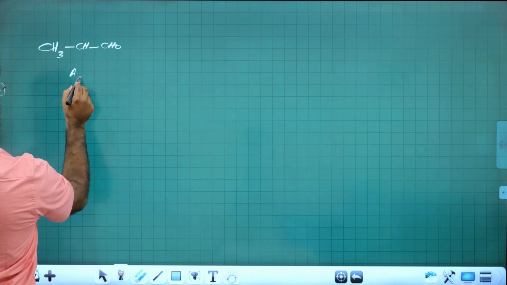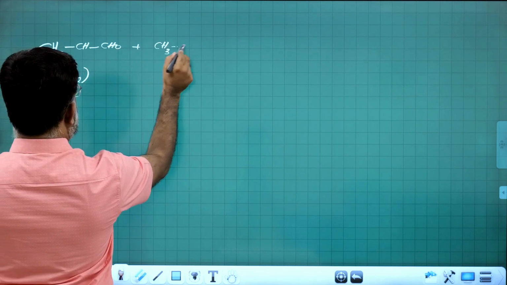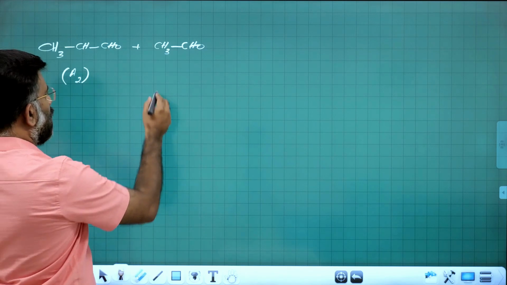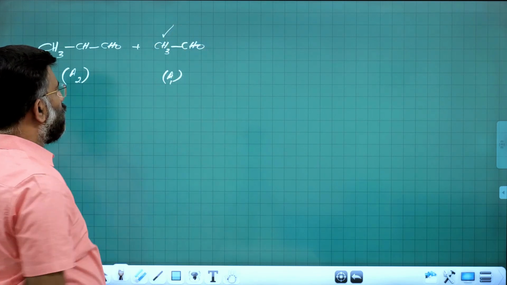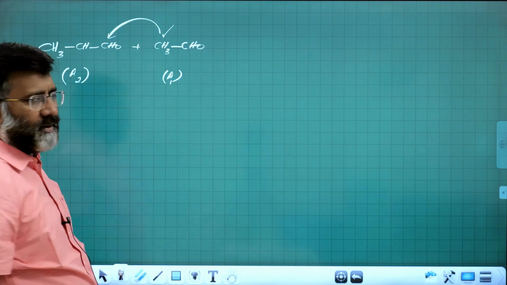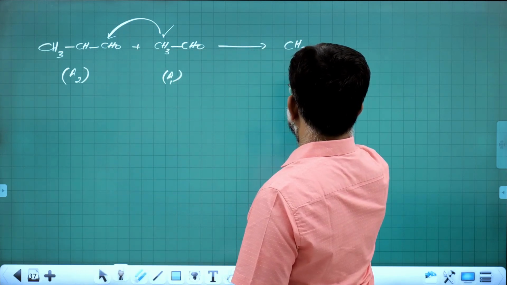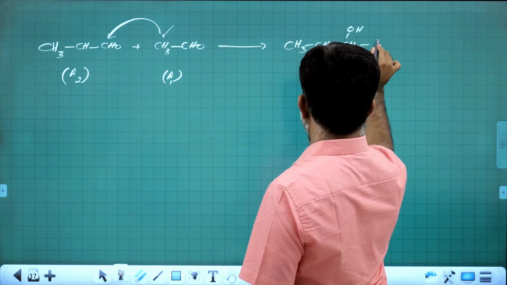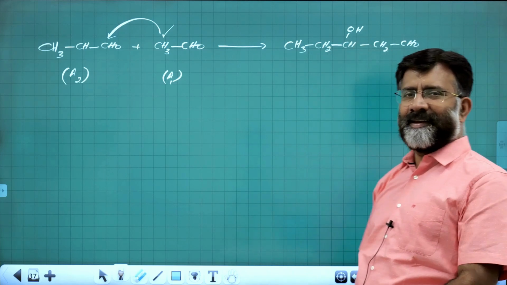This is A2 being attacked by A1. A carbanion is formed over here, and that carbanion attacks this carbon. And you see the product obtained. It is CH3, CH2, CHOH, CH2, CHO, like this. Again, it is an aldol, no?